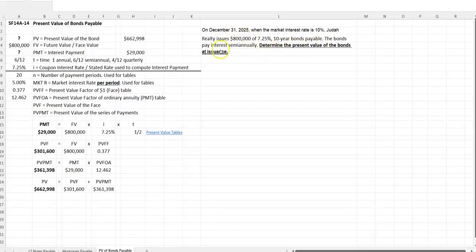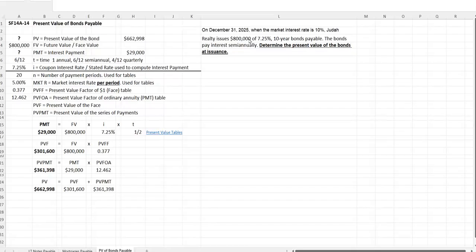So there's a lot of good information from here. Some of the things to find out, we'll need to go to the present value tables. But first thing we need to look at, when we read it through again, the market interest rate is 10%, and the bond interest rate is 7.25. That's the coupon rate. So since the market rate is higher, it's going to be selling at a discount. So it's going to be less than $800,000. So we got to figure out how to calculate that.